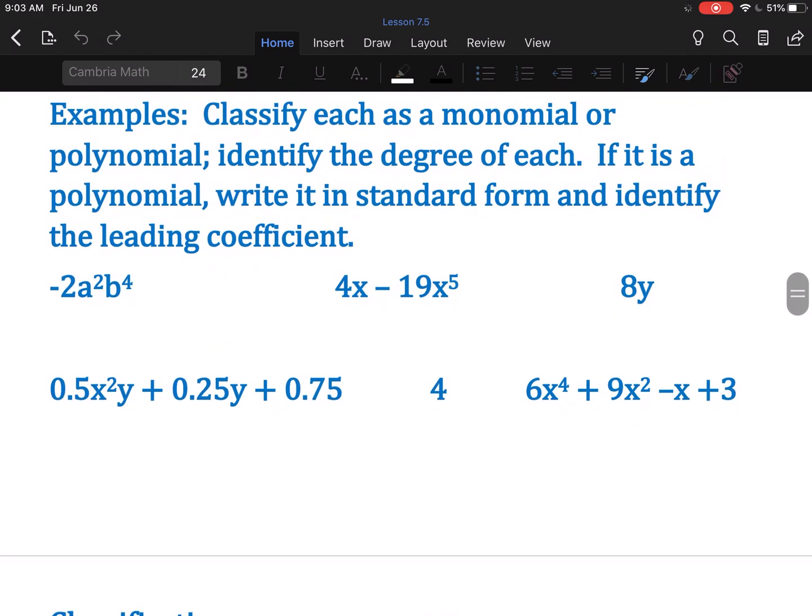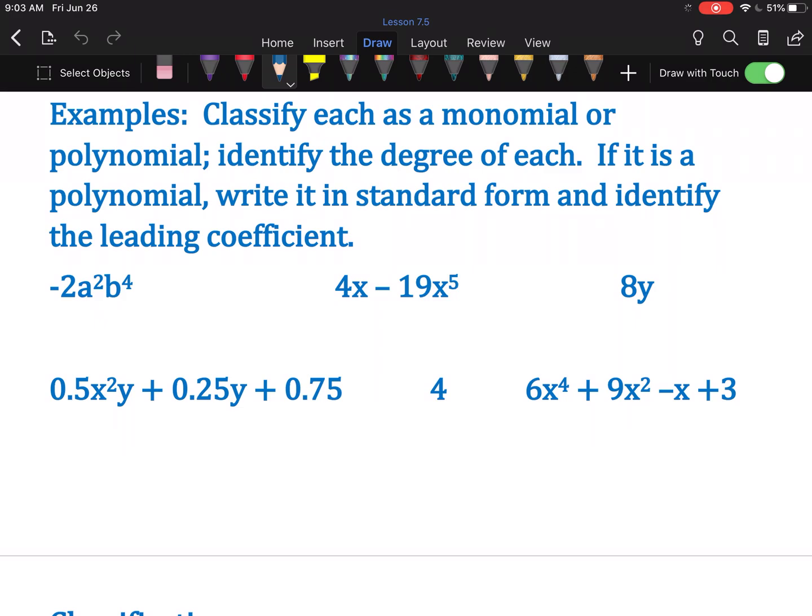So, examples. Classify each as a monomial or polynomial. Identify the degree. If it's a polynomial, and it's not already, put it in standard form. And identify the leading coefficient. So that's a lot. So, monomial or polynomial? Monomial means no addition or subtraction. Polynomial means there's addition and subtraction. So the first example here, negative 2a squared b to the fourth. That's a negative sign. It's not adding or subtracting anything, so this doesn't have addition or subtraction. This is a monomial. And we're just going to go through and answer this one question for all 6 of these.